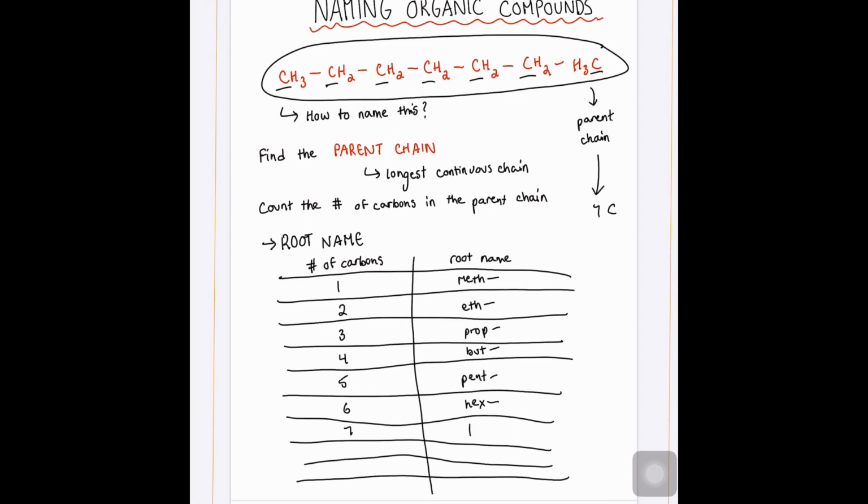I'm going to make a table. Please make yours prettier than mine because, wow, those lines are not straight, but you get the idea. So if we're going to use this to name our example up top, there are 7 carbons, meaning that the root name for this compound is hept. However, we are not done yet. We still have to find the suffix for this compound.